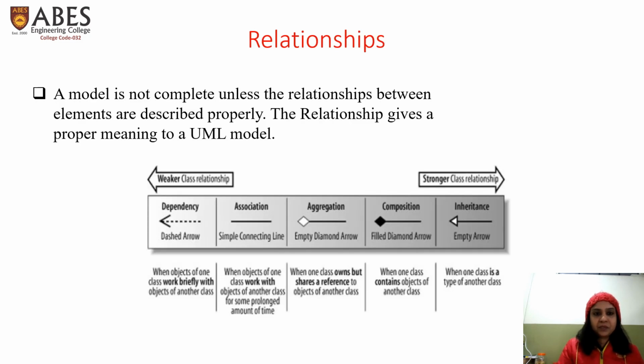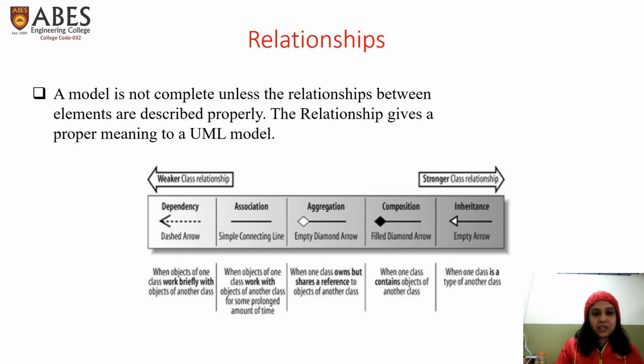Relationship is basically between the classes. A model is not complete unless the relationship between elements are described properly. Actually, in UML, the diagrams consist of static diagram, dynamic diagram, and architectural diagram. When we talk about static diagram, the main diagram is a class diagram. In class diagram, we identify the classes, and after identifying the different types of classes, we join the classes with the help of relationship. So the different kinds of relationship and their identification is very important.